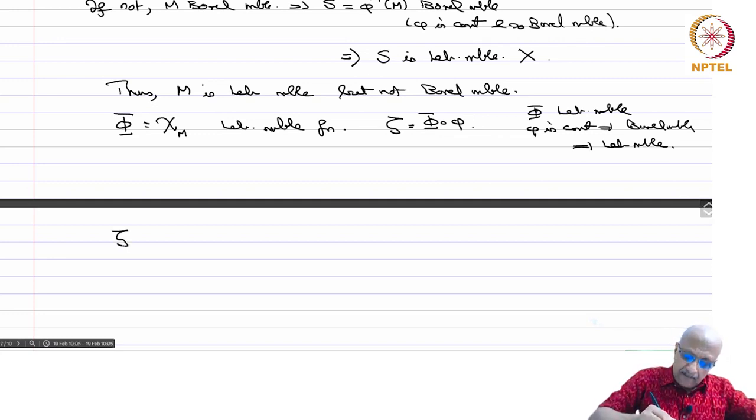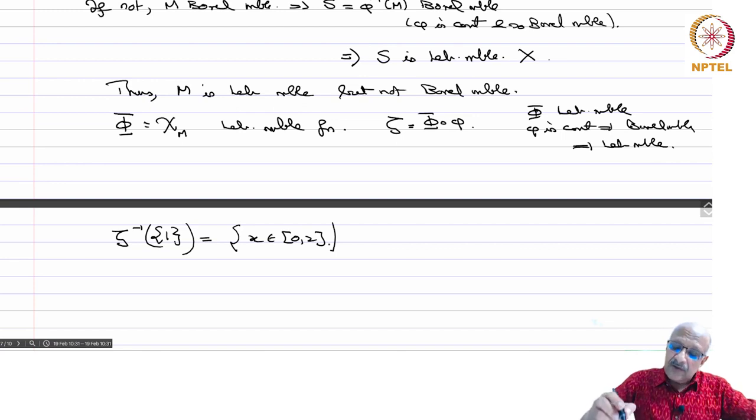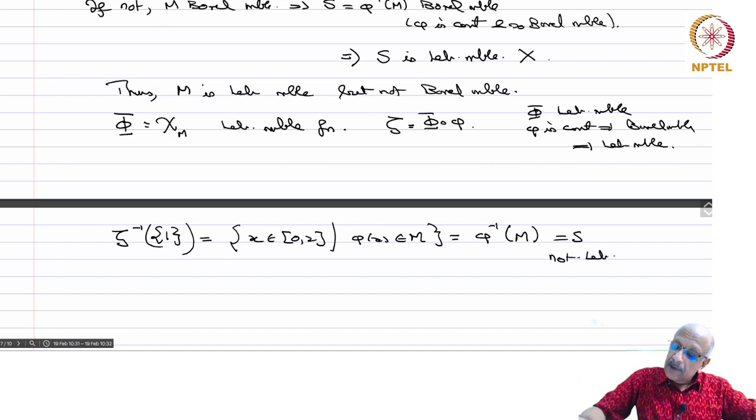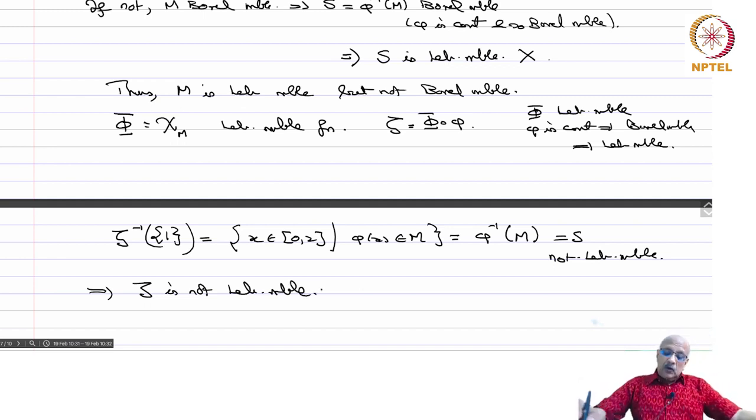So now if you took zeta inverse of the singleton one, this is equal to the set of all x in 0, 2 such that phi of x belongs to M, which is equal to phi inverse of M. And that is S, but this is not Lebesgue measurable. So zeta is not Lebesgue measurable, because we did this exercise: if a function is measurable, then the inverse of every singleton has to be measurable. Here the inverse of the singleton 1 is not measurable, and therefore the original function cannot be measurable.